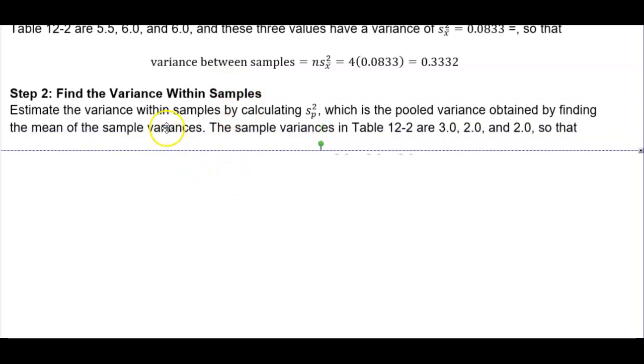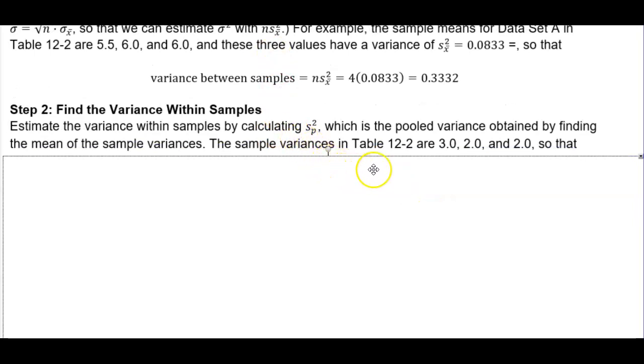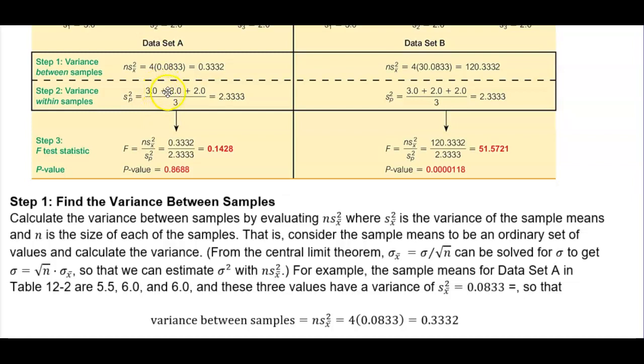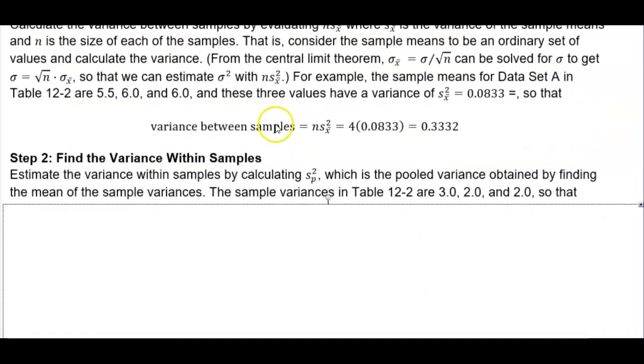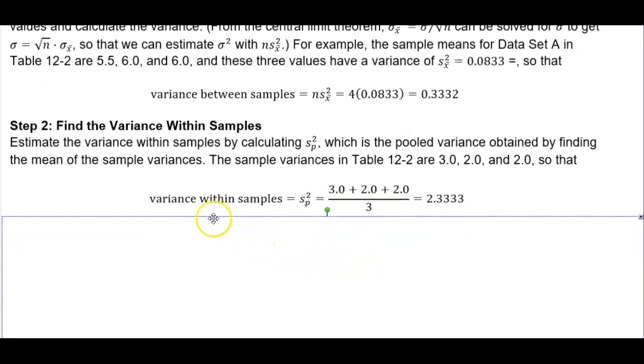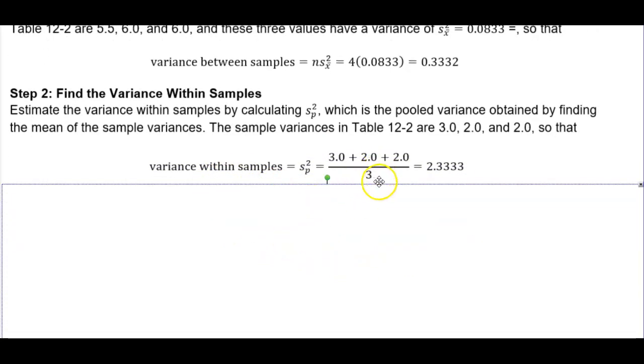Okay, and then we're going to find the variance within the samples. We estimate the variance within samples by calculating the pooled variance, obtained by finding the mean of the sample variances. The sample variances in table 12.2 that we found up here were 3.0, 2.0, and 2.0, and then we divided that by 3. That's how we find the variance within the samples, which gives us 2.3333.